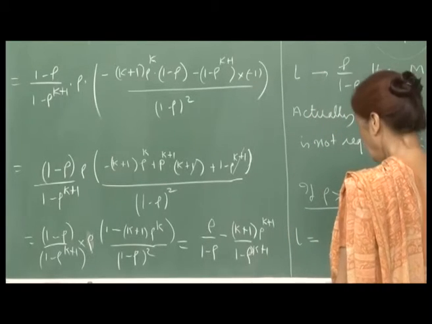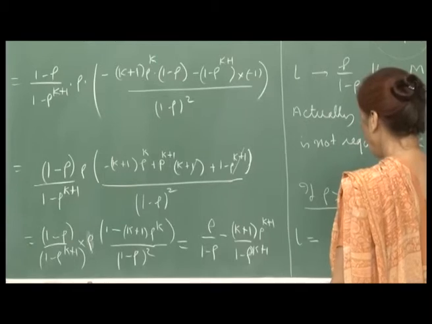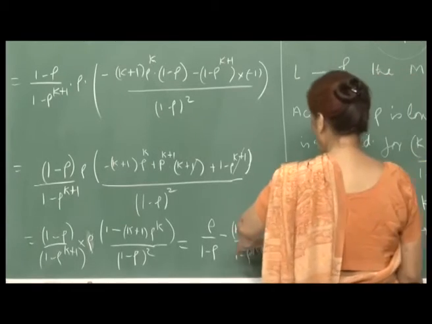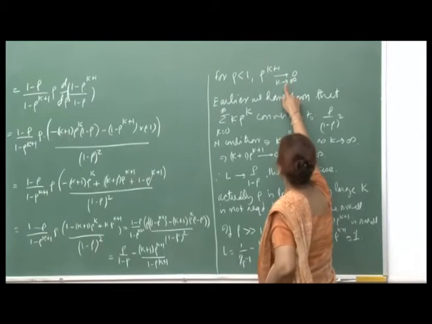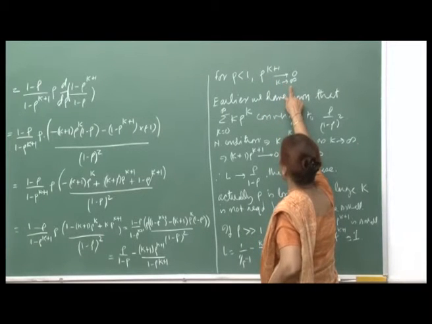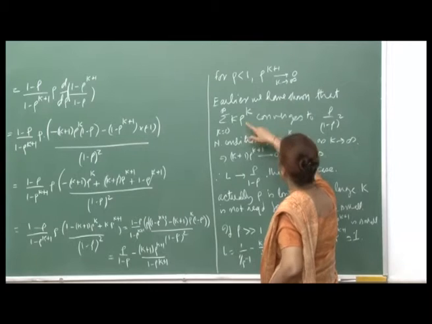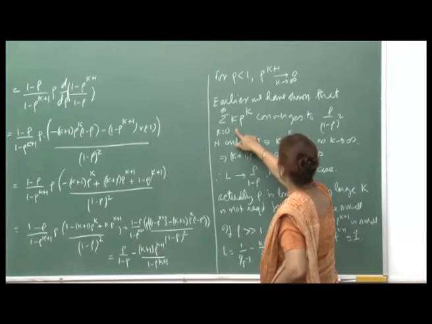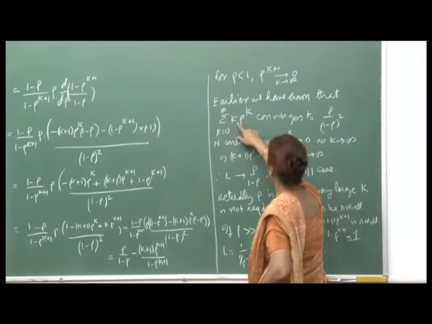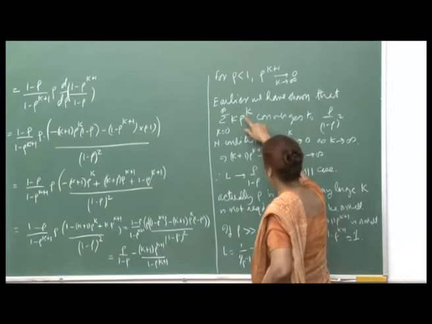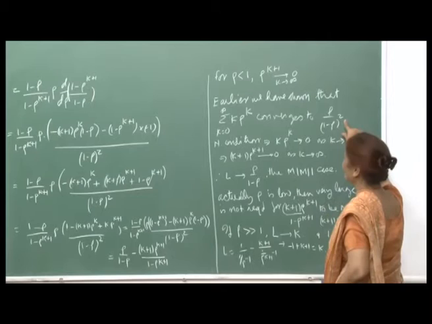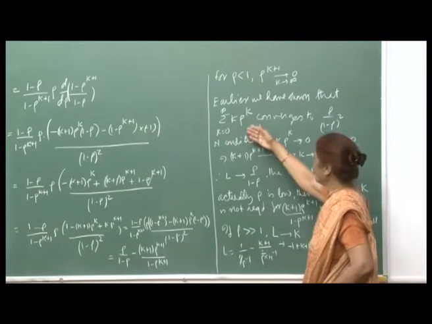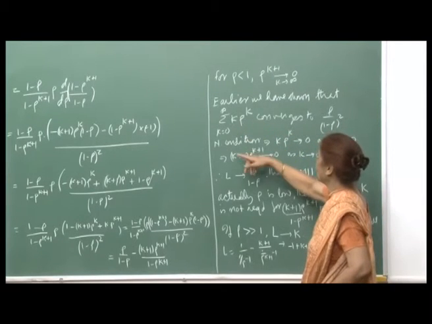Now, we just want to look at the long-term behavior if you allow k to become large. For rho less than 1, rho raised to k plus 1 will go to 0 as k goes to infinity. Earlier we have shown that this series, the summation of k rho raised to k, converges to rho upon (1 minus rho) whole square. We have already seen this because this is an arithmetico-geometric series.